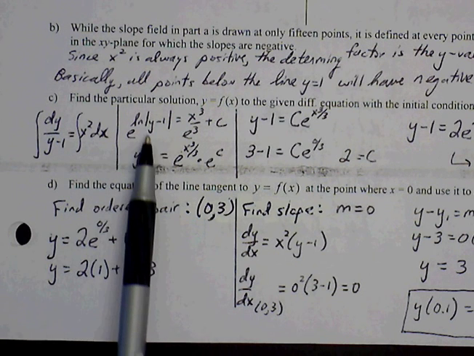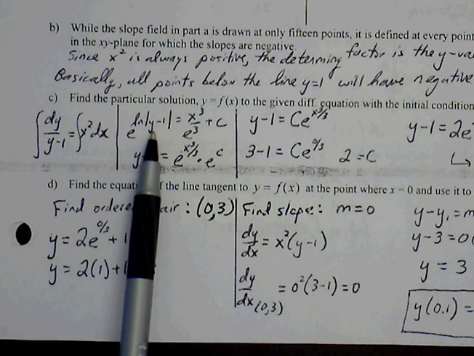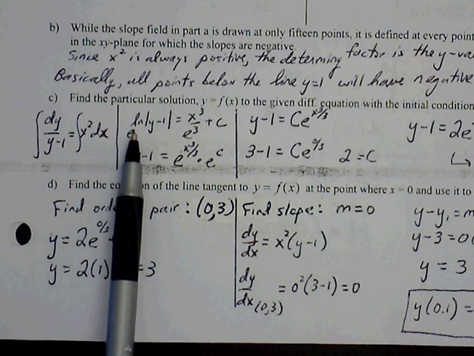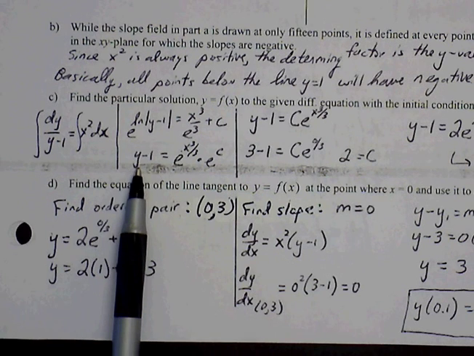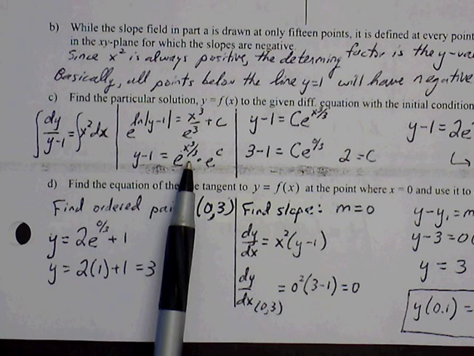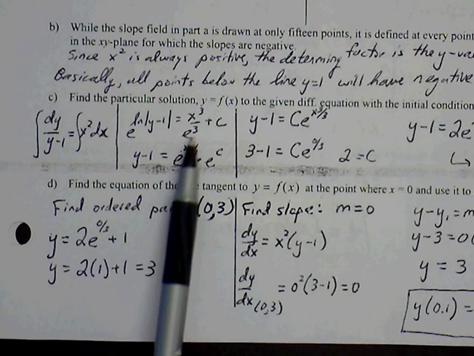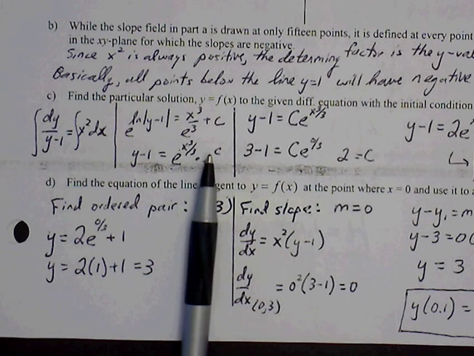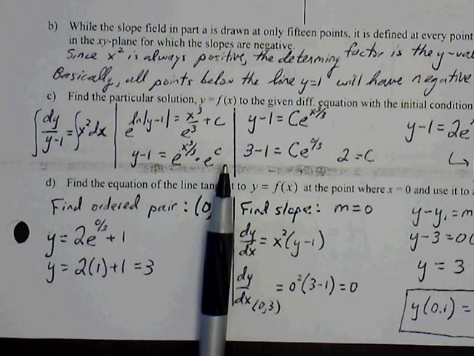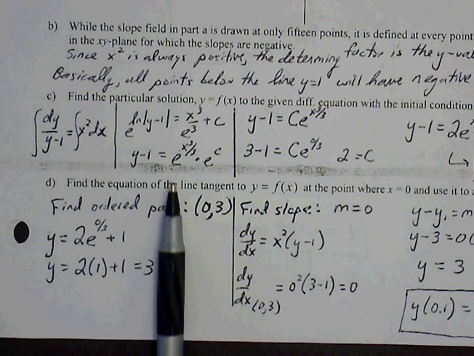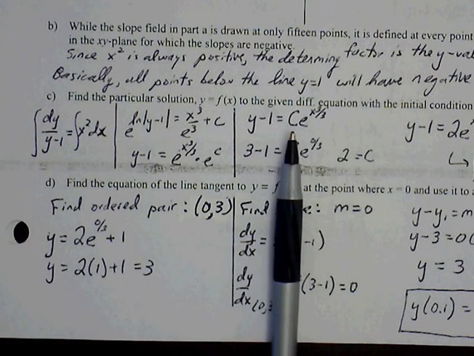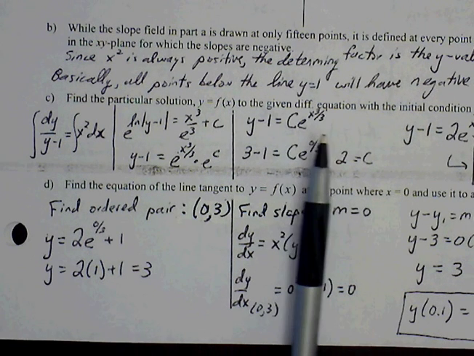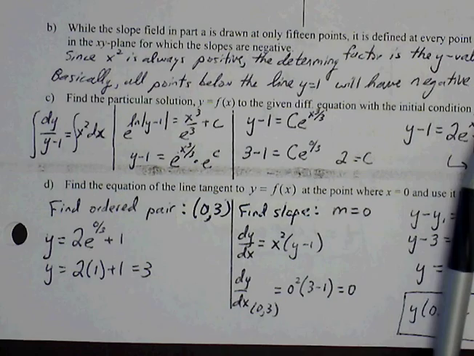We raise both sides with base e, so we can get this y minus 1 out from this natural log function. So we get y minus 1 is equal to, and the right side, we can split this up into two terms, e to the x cubed over 3 times e to the c. Again, we know e to the c is simply a constant, so we can represent that as c, pull that in front. So we get y minus 1 is equal to c e to the x cubed over 3. Next step, we want to plug in our initial condition.